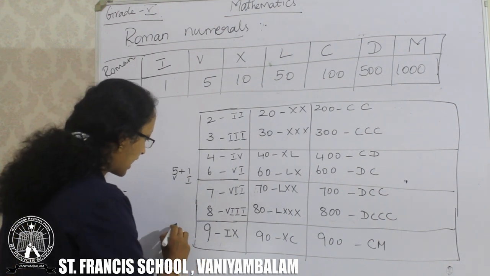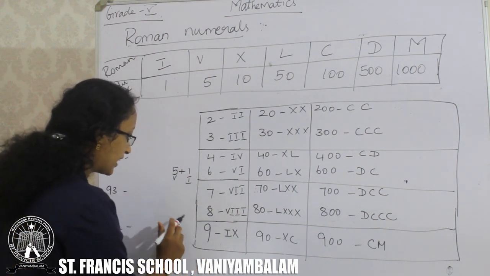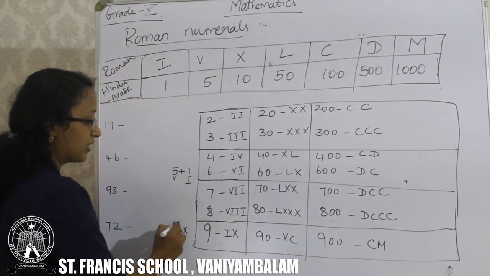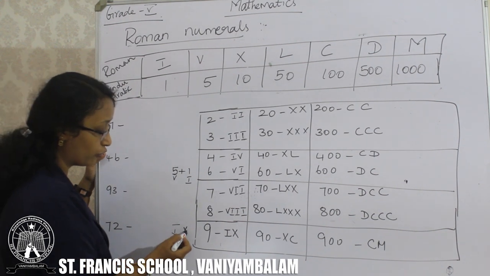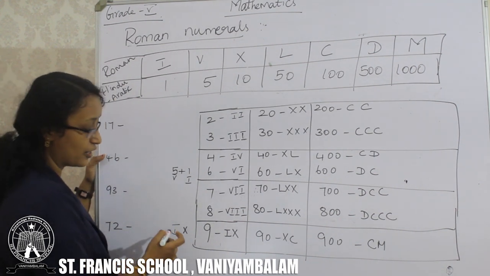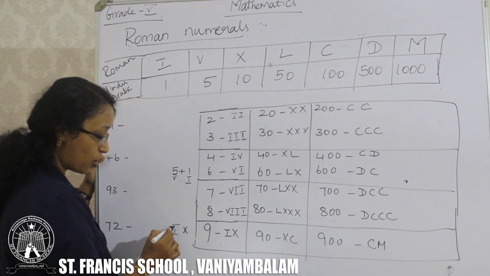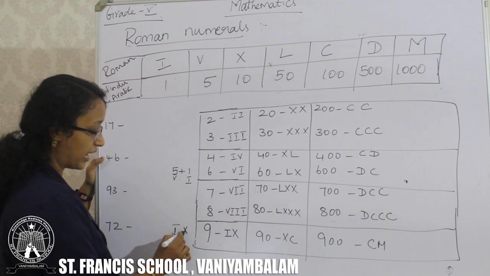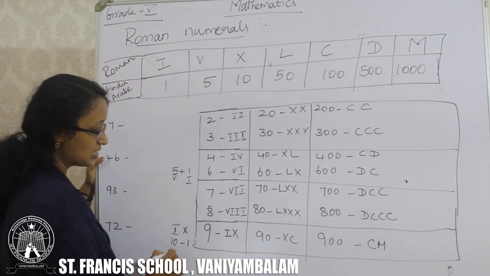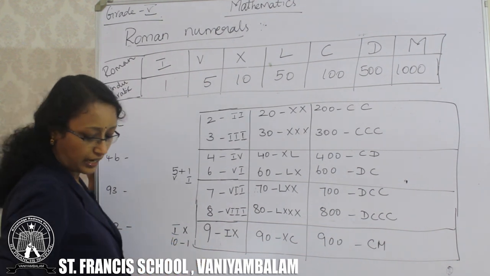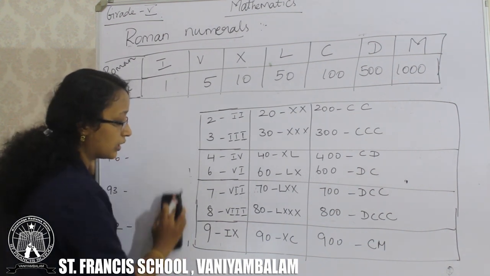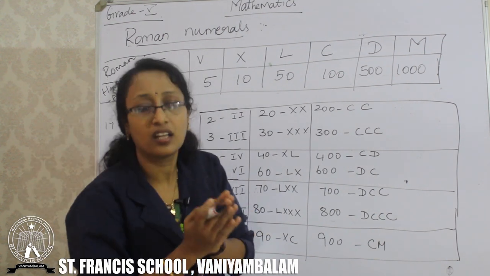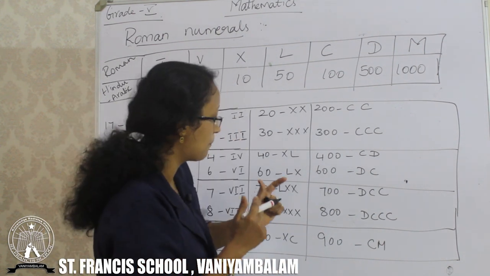Next, 9, I, X. Why are we writing I, X? Because if you have the smaller alphabet before, to the left-hand side of the alphabet, if you have the smaller alphabet first, then you have to subtract. So, X is 10, 10 minus 1, you will get 9. So, if you copy this down, if you learn this table by heart, then it is easy to write the Roman numerals for any number.